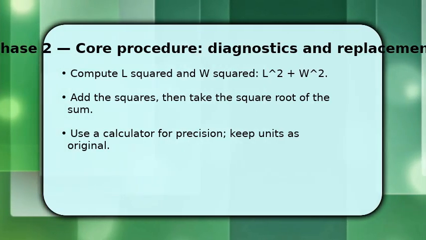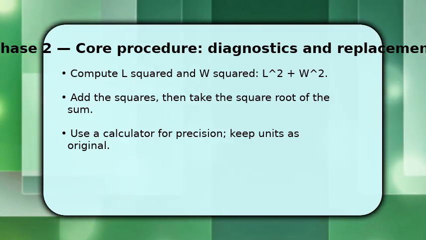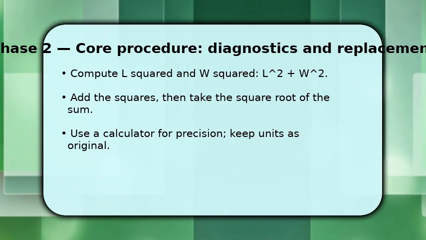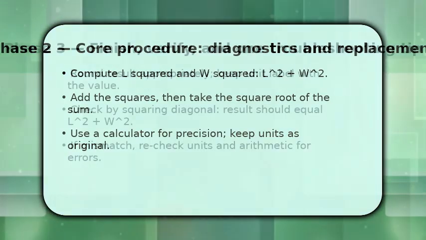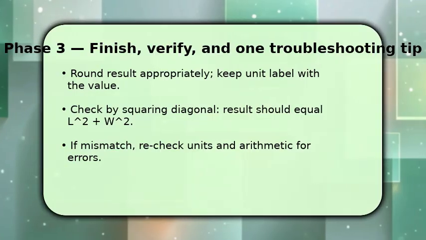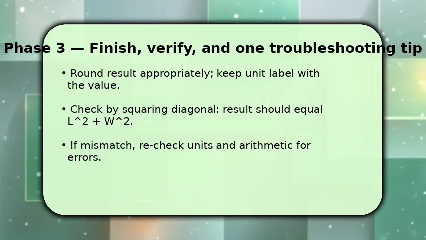If numbers are large or decimals, use a calculator. This step gives you the exact distance across the rectangle and preserves the units you started with. Finish by rounding the diagonal to the required precision and always include the unit.